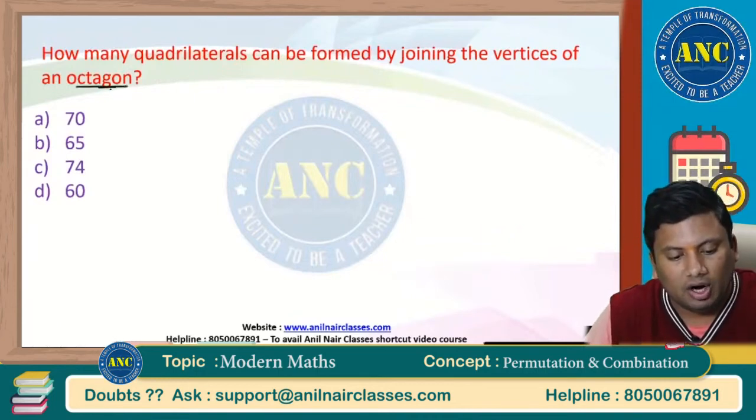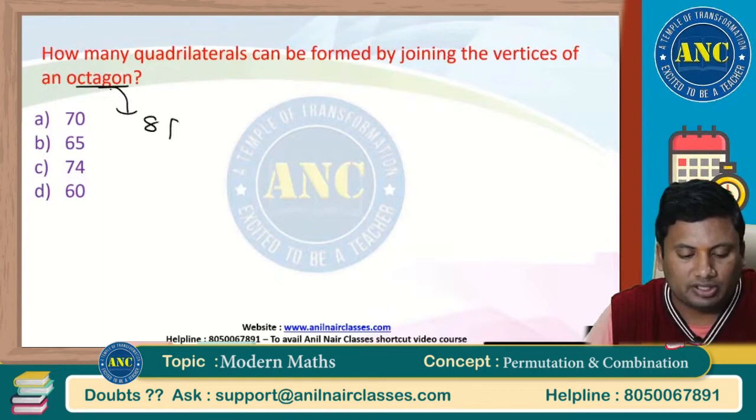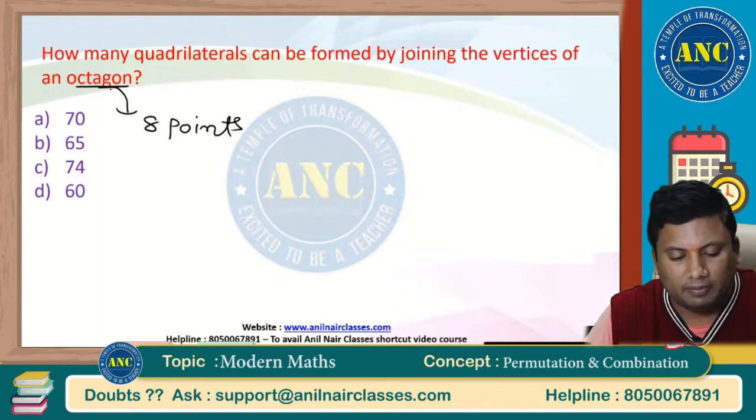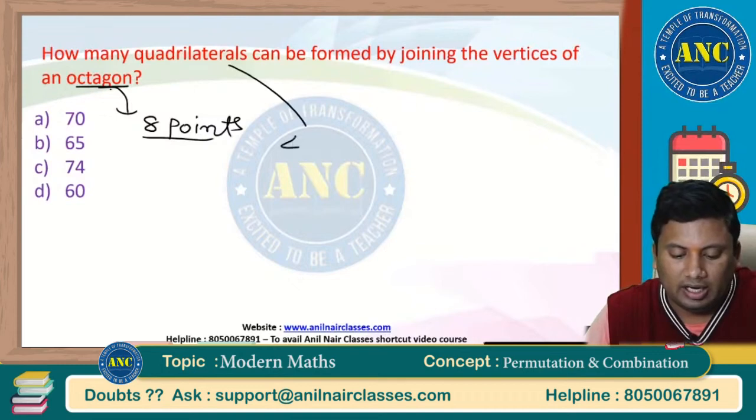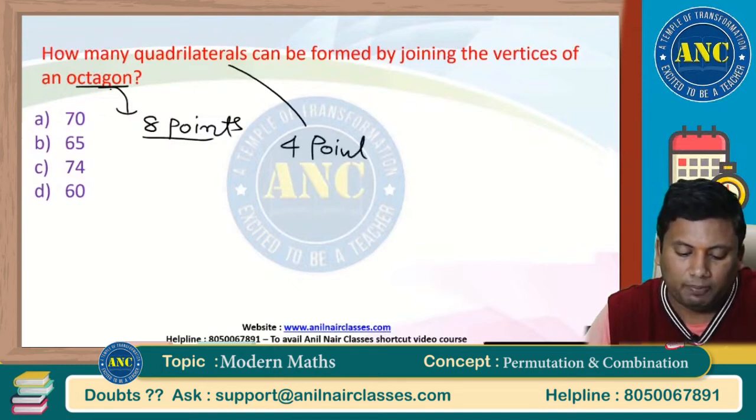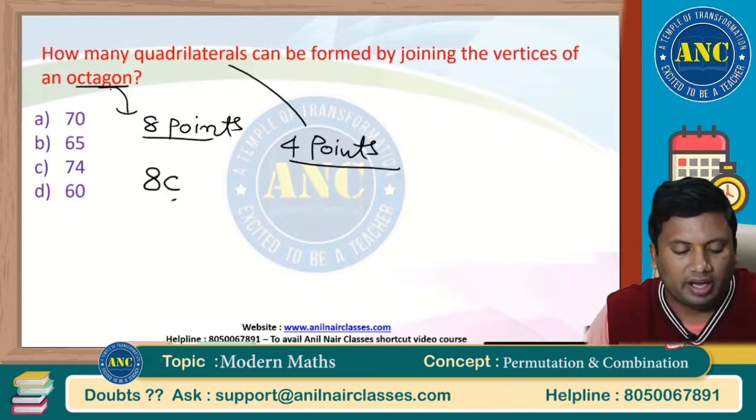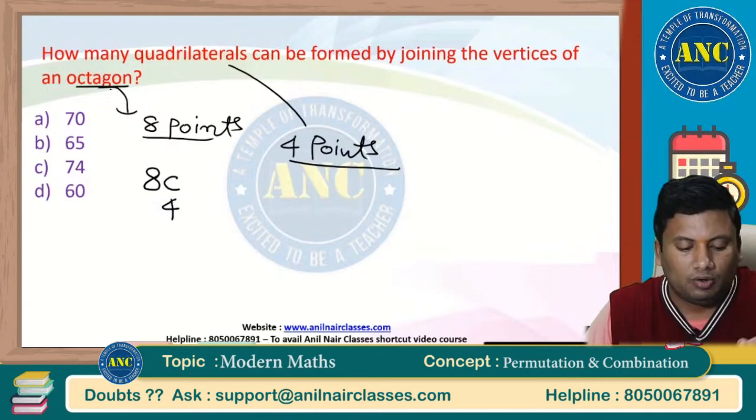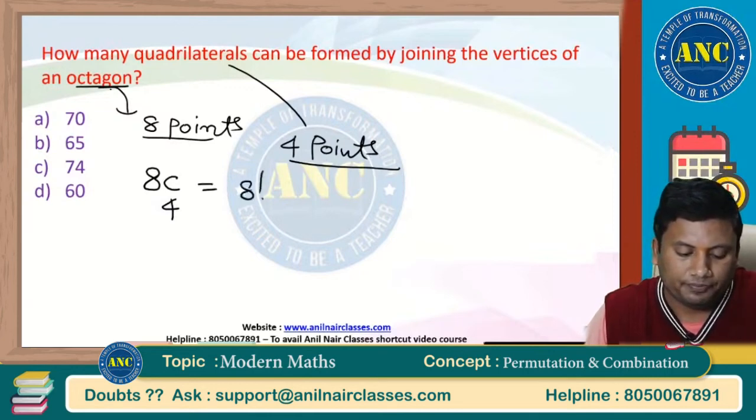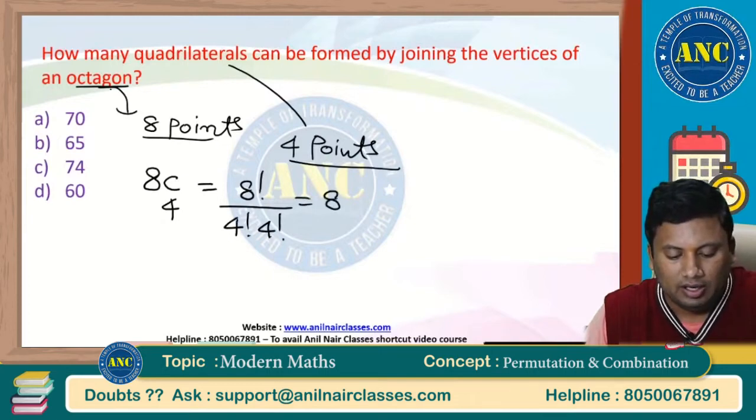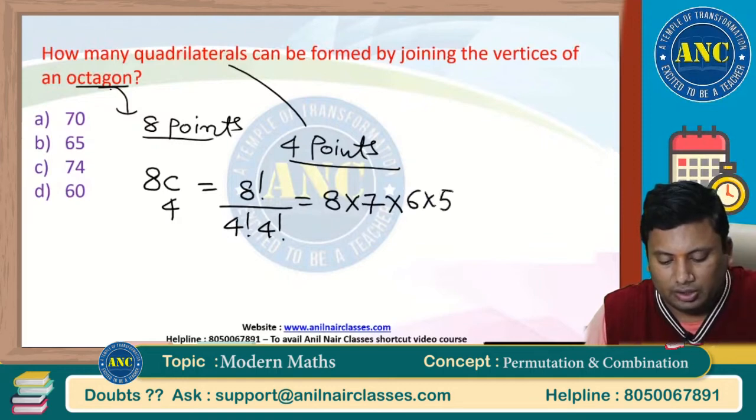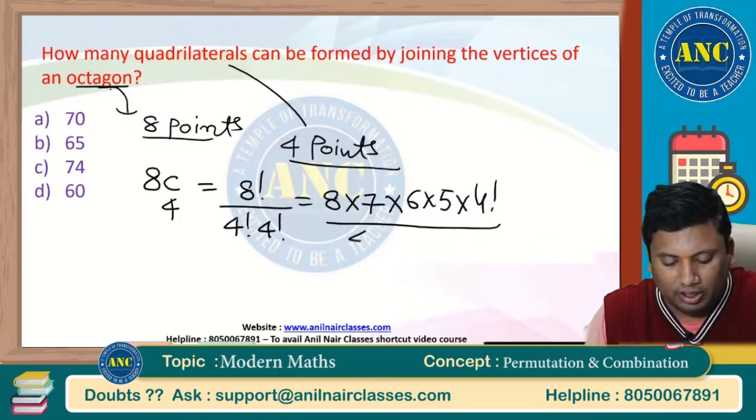Quadrilateral, octagon. Octagon is nothing but 8 points are there. A quadrilateral is formed by joining any 4 points. Out of 8 points, select any 4. That is 8 factorial by 4 factorial, 4 factorial, which is 8 into 7 into 6 into 5 into 4 factorial by 4 factorial into 24.